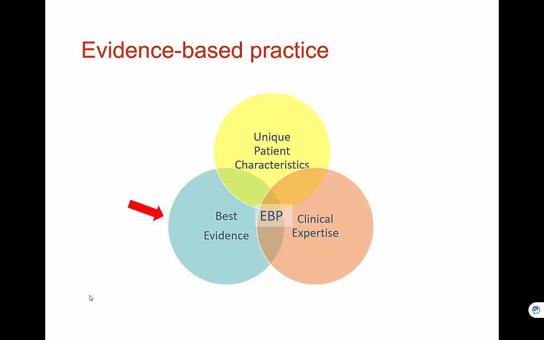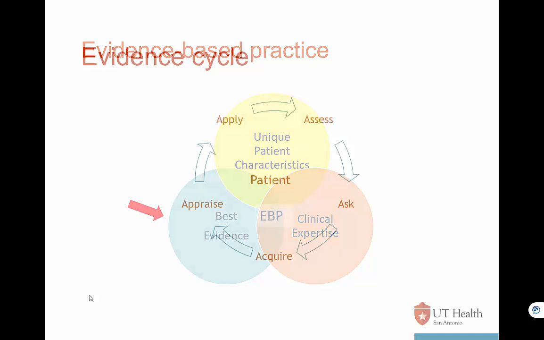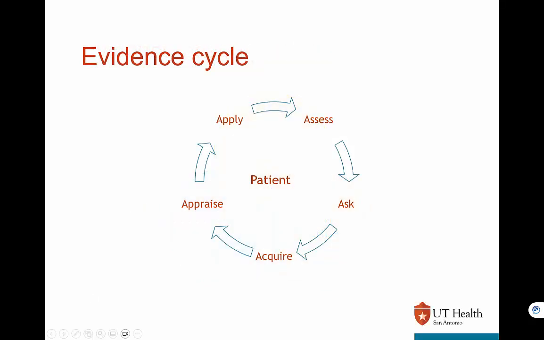So the best evidence piece is the piece that we'll be talking about today and that the library can help you with. There's the evidence-based cycle, also known as the 5 A's. We have the assess piece where you assess your situation, ask or define your question, then acquire the best evidence by selecting your resources, designing a search strategy, and searching for the answer. And then appraise or summarize the evidence yield, and then you'll apply the evidence to your question. And you may need to reassess and start the cycle over. And notice that it is all centered around the patient.